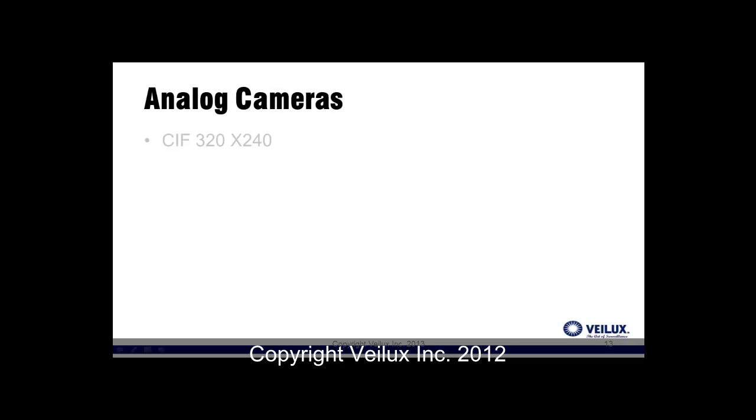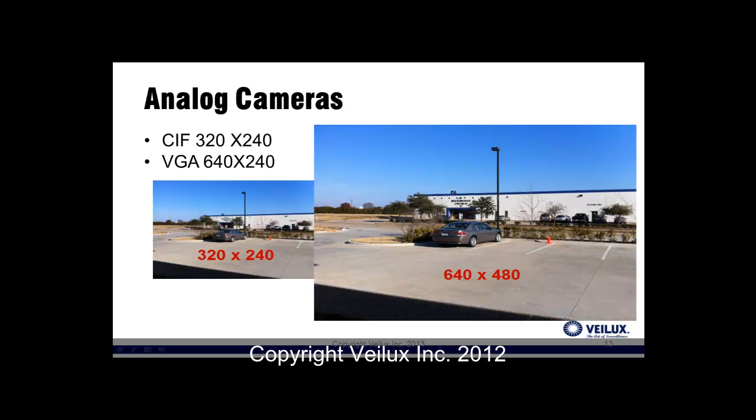Analog cameras are usually 320 by 420. VGA is usually 640 by 420. Here, VGA is 640 by 480. Here we have a picture of CIF and a regular VGA connection looking at a camera shot.